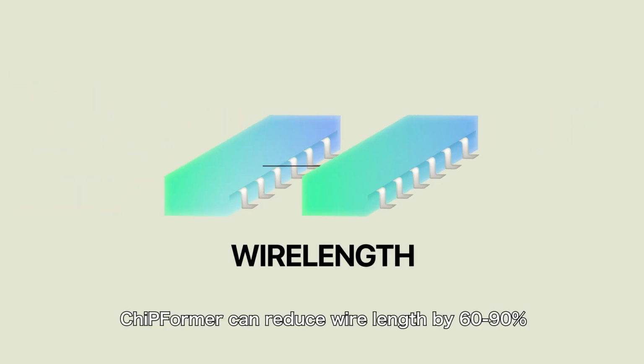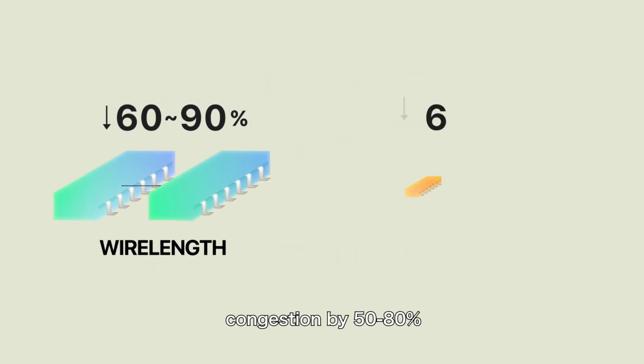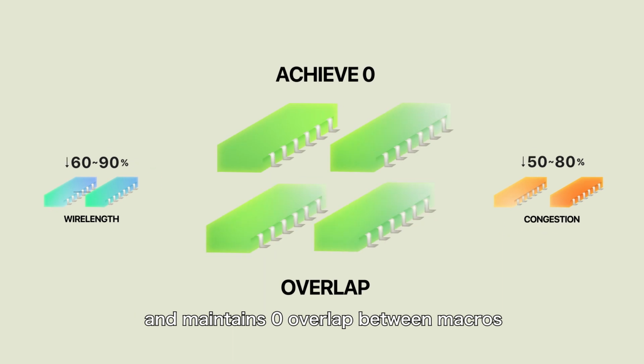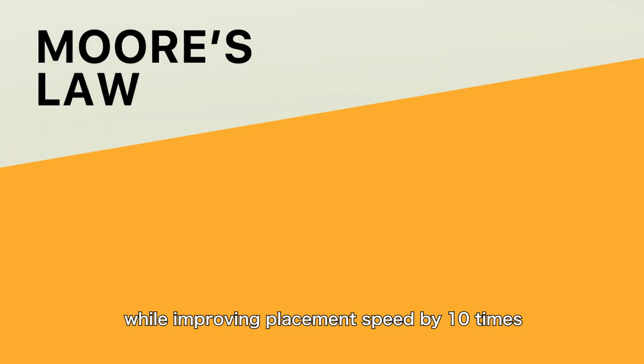ChipFormer can reduce wire length by 60 to 90%, congestion by 50 to 80%, and maintains zero overlap between macros, while improving placement speed by 10 times.